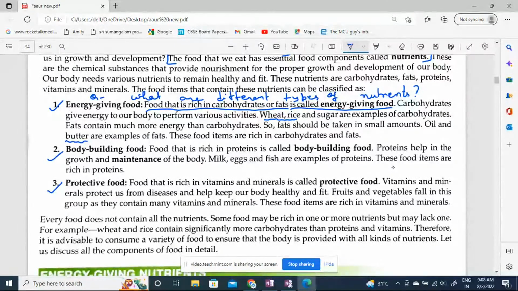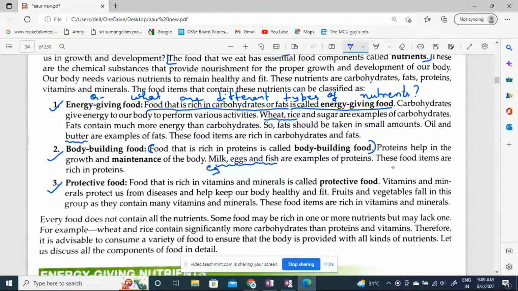Next one, bodybuilding food. The food that is rich in protein, the food which contains protein, helps in the growth of our body. So the food that is rich in proteins is called bodybuilding food. This is another classification of the nutrients. For example, milk, egg and fish. That means the foods which are rich in carbohydrates and fats are termed as energy giving, and the foods which are rich in protein are the bodybuilding foods.